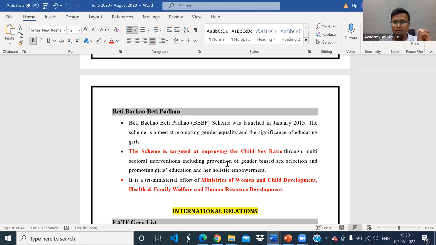The aim is improving the child sex ratio, because especially in the states of Punjab, Rajasthan, Haryana, the sex ratio of children is very low. This is a program implemented under the Ministry of Women and Child Development, Health and Family Welfare and Human Resource Development. That is the Beti Bachao, Beti Padhao scheme.